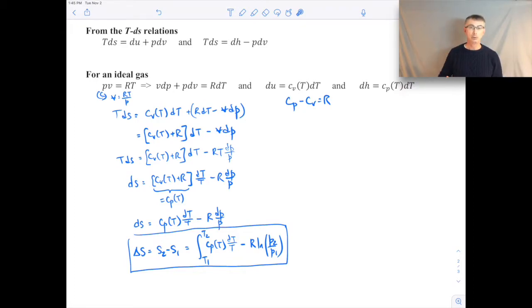Now we can do this again, but now let's make use of the other TdS equation. So I'm going to do that right over here. So TdS is equal, instead of dH, the change in specific enthalpy, I'm going to just make use of our expression for an ideal gas over here. So that'll be Cp(T) dT. And then again, instead of writing minus PdV, I'm going to go ahead and make use of this expression here.